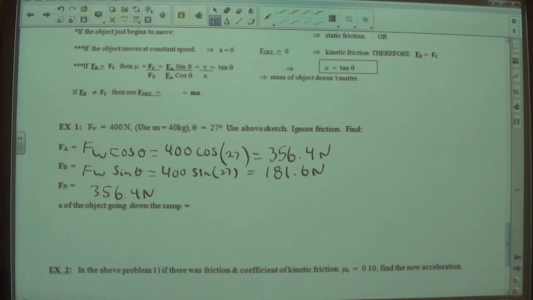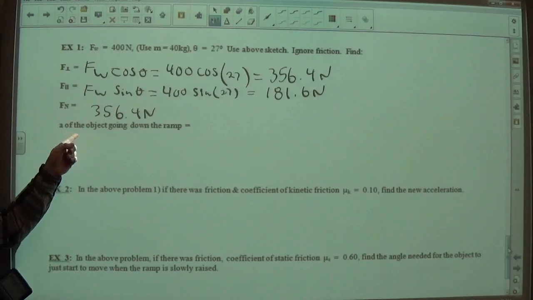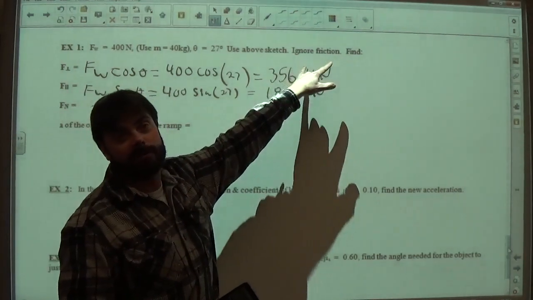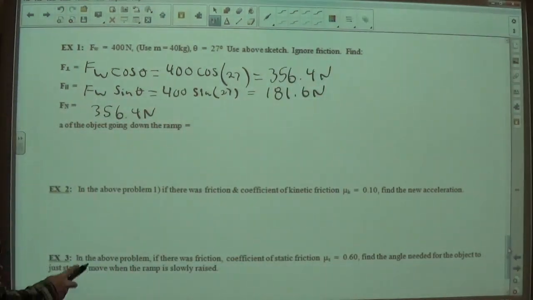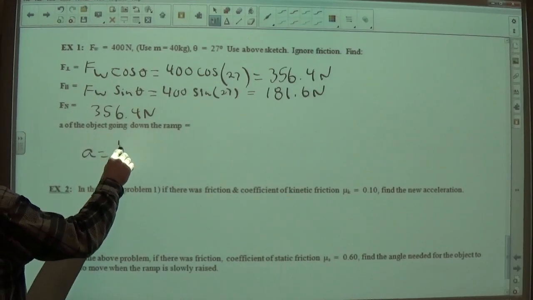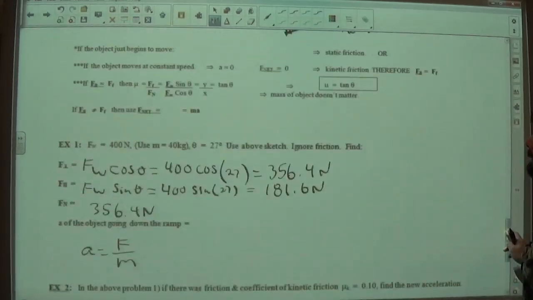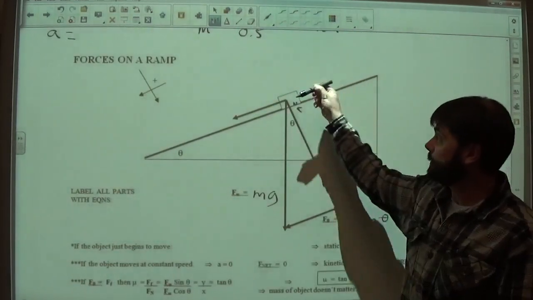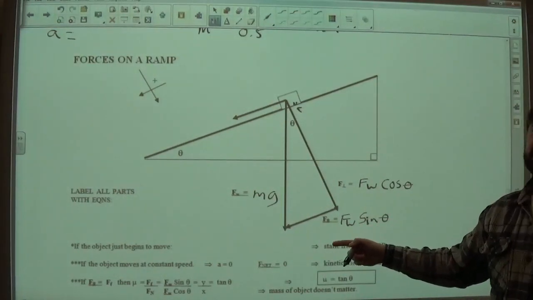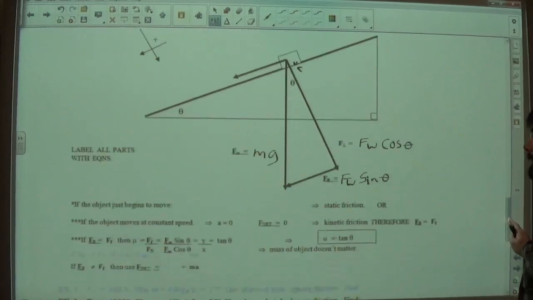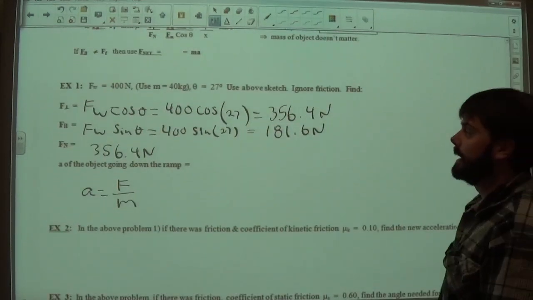Then they want us to figure out the acceleration of the object going down the ramp. Here it says ignore friction. So if there is no friction, then acceleration again is just equal to force divided by mass. If there's no friction going up the ramp, the only force applied to the block is the one pushing it this direction, which is the same as our force parallel. And in reality, there probably would be some friction going this way, but according to the problem we have here, that is not the case.